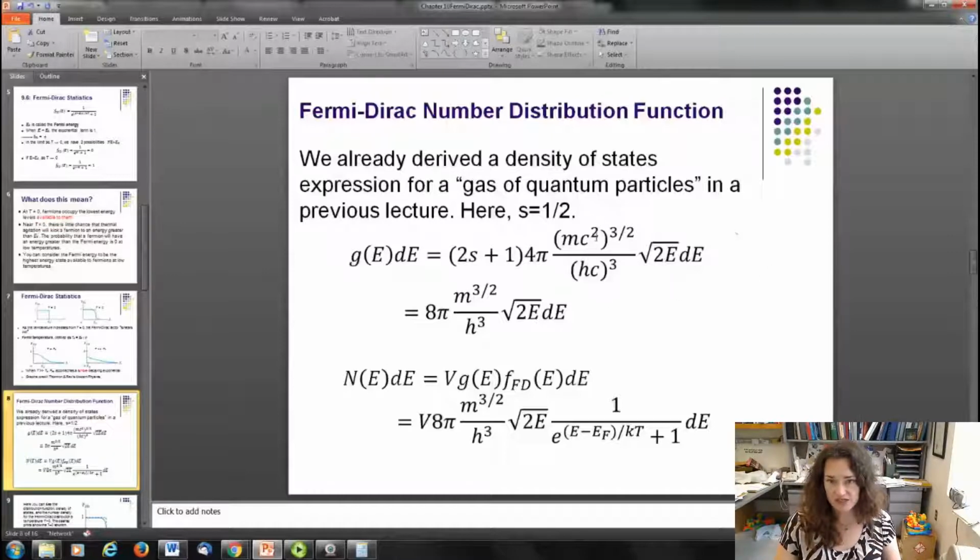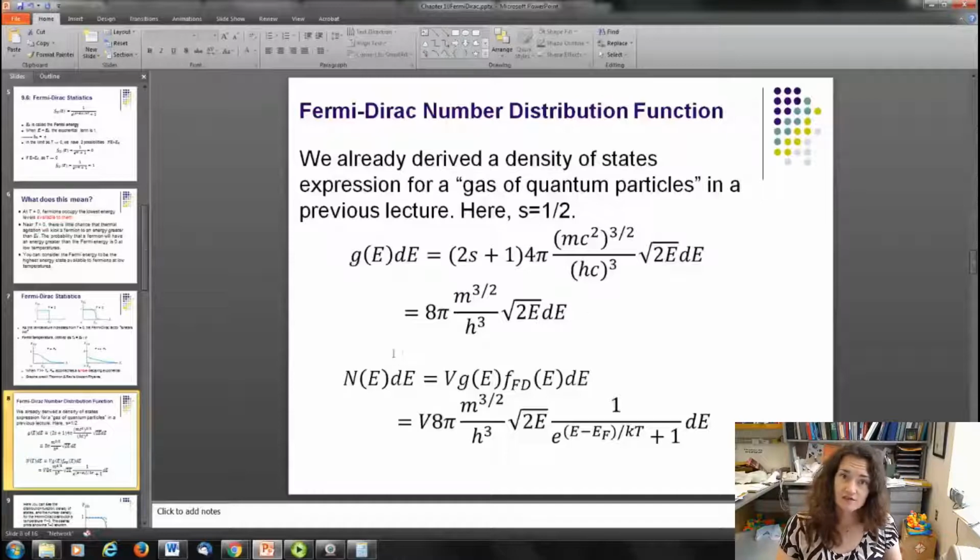Now if you get rid of your c's, because we don't really need them for this particular case, and you set s equal to 1/2, which it is for fermions, then 2s plus 1 becomes 2, and you end up with 8 pi m to the 3/2 over h cubed times root 2E dE. So that's our density of states.